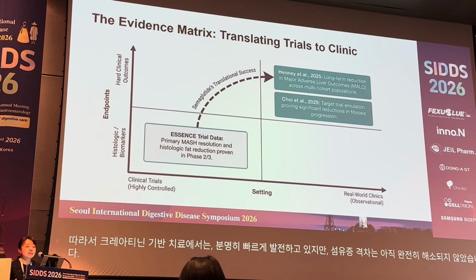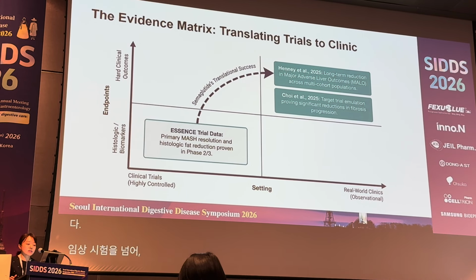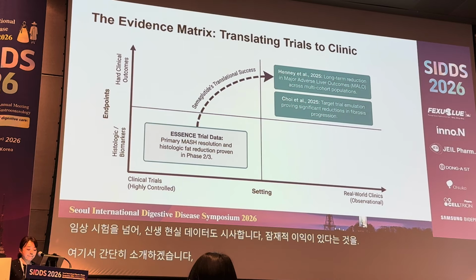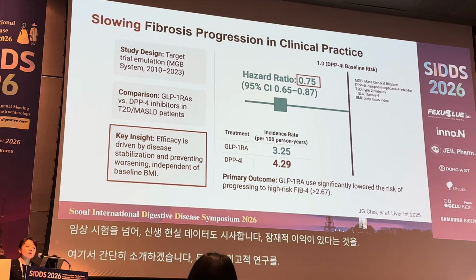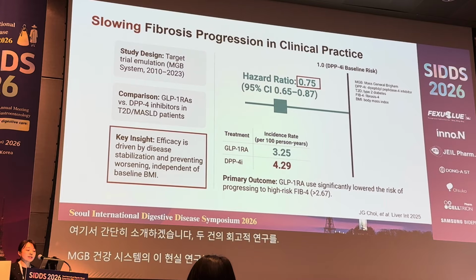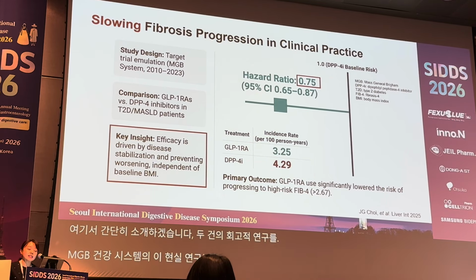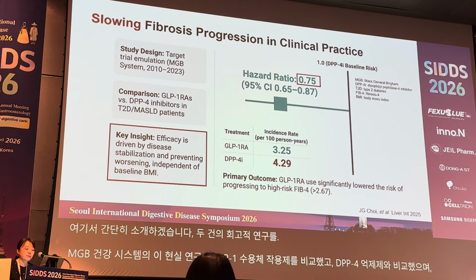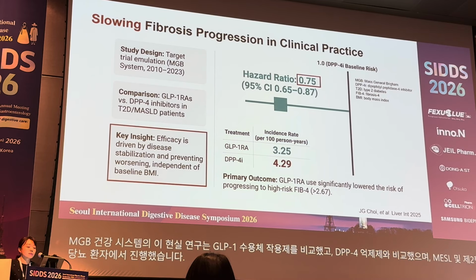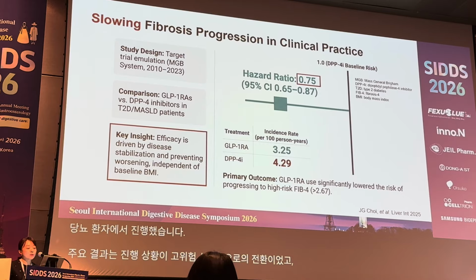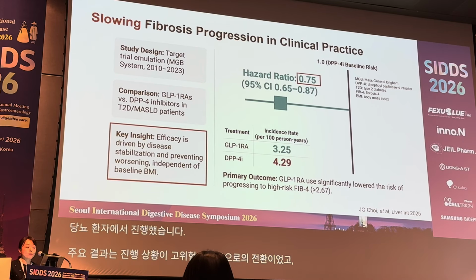Beyond clinical trials, emerging real-world data also suggests possible benefit. Here, I will briefly introduce two retrospective studies. This real-world study from the MGB health system compared GLP-1 receptor agonist with DPP-4 inhibitor in patients with MESL and type 2 diabetes. The main outcome was progression to high-risk fibrosis, defined as a fibrosis 4 index greater than 2.67.